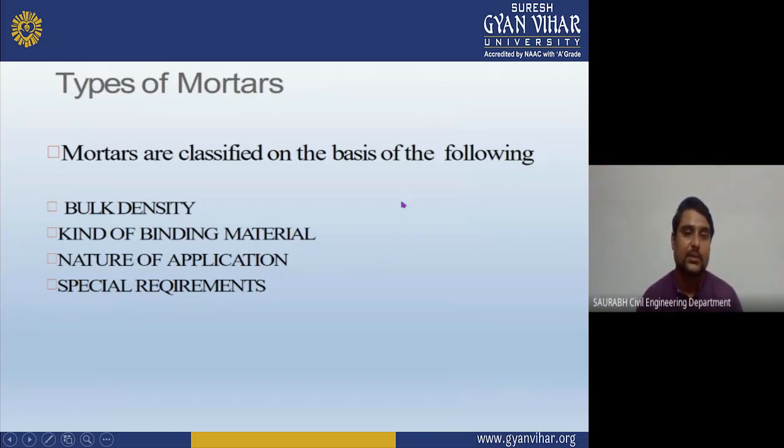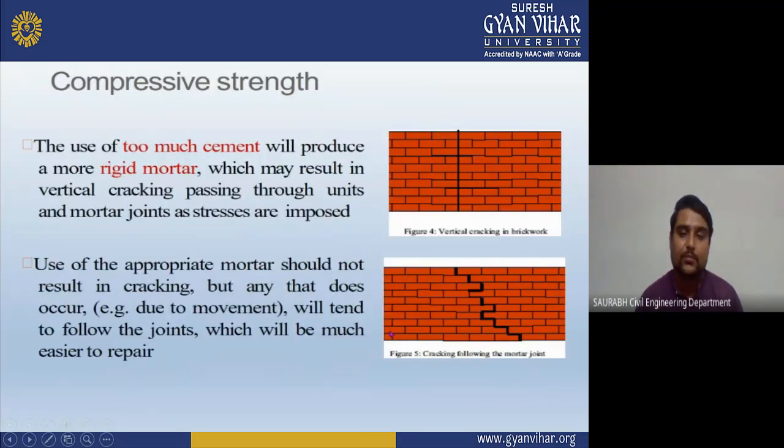So as you can see here, mortar is classified on the basis of four points. Use of appropriate mortar should not result in cracking, but any that does occur due to movement will tend to follow the joints, which will be much easier to repair. As you can see here, that is your cracking following the mortar joint, and this is happening due to the improper mixing of mortar.